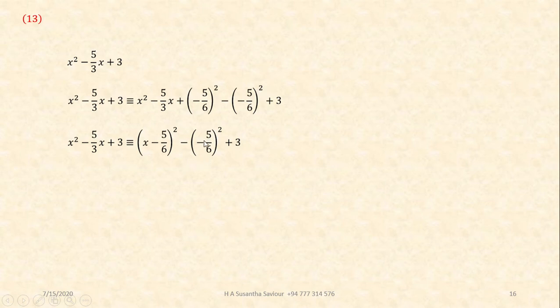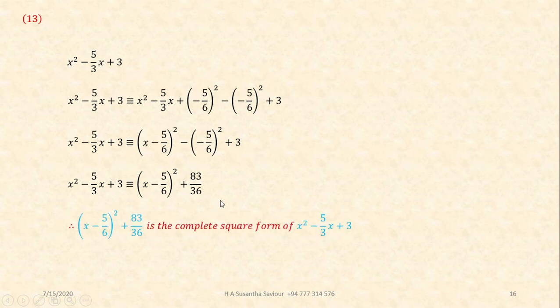This is then minus 25 over 36, minus 25 over 36 plus 3 will be 83 over 36, right? This is the complete square format of this one. So that is now again simple. We'll quickly move on to another example.